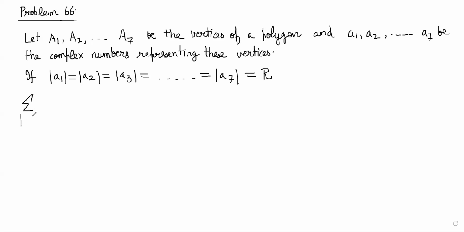value of the summation over 1 less than or equal to i less than j less than or equal to 7 of mod of (ai plus aj) whole square. So this is the summation that we have to calculate, and this is a polygon, a heptagon basically.